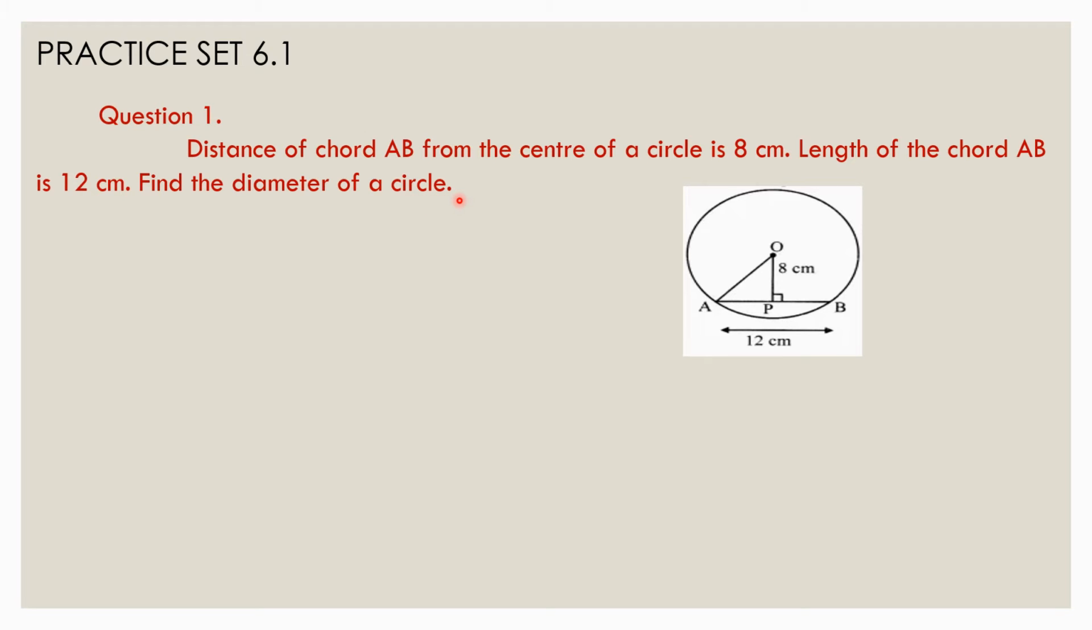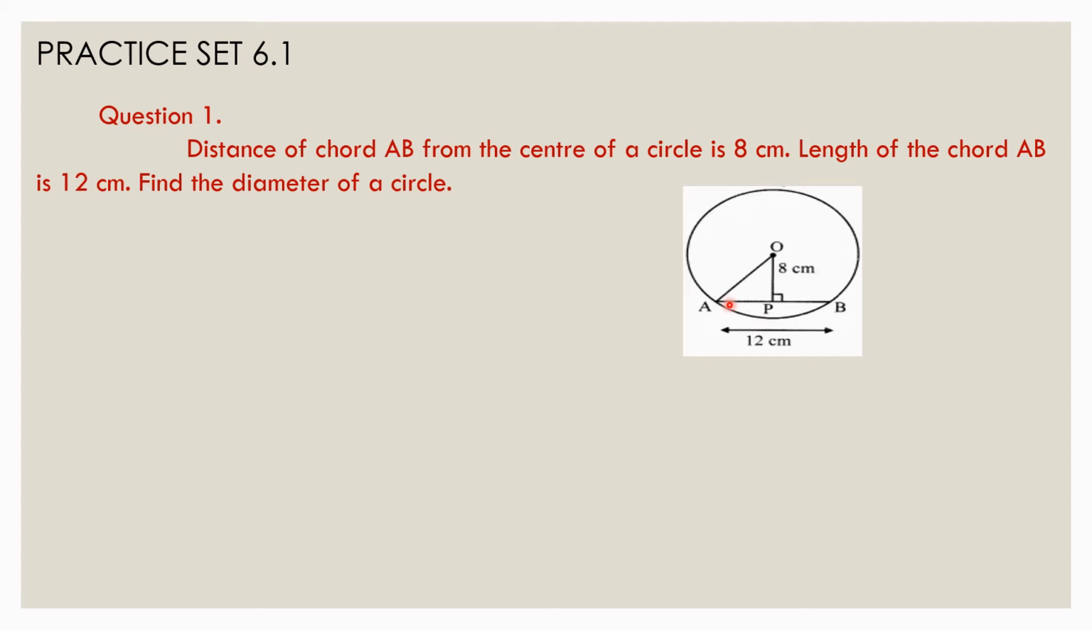First you have to draw the figure. O is the center of the circle and AB is the chord of the circle. And the length of the chord is given as 12 cm. And the distance of chord AB from the center of the circle, that is OP, is equal to 8 cm. And in this question we have to find the diameter of the circle. Before that you have to find the radius of the circle, that is the length of OA.